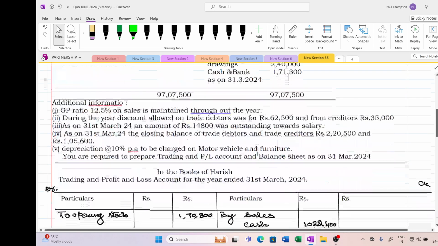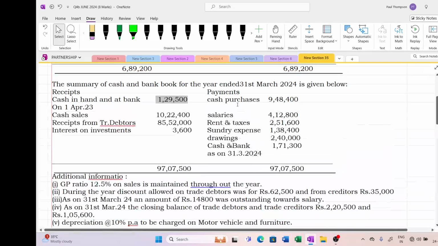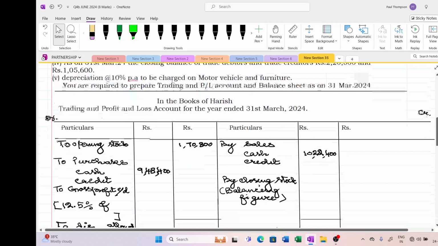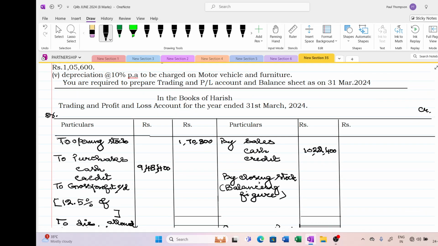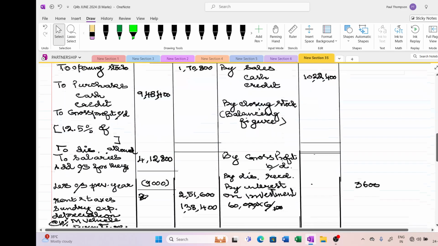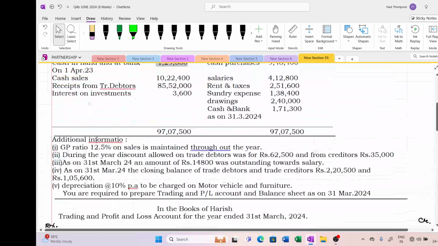Clear? Now moving on to the additional information. See, you have to move like this. First we did this total. Now we have done this. Now we are moving on to the GP ratio. They have given the GP ratio on sales. It means they are not going to give you the closing stock, so closing stock will appear as a balancing item. For that we will do it later because we have to do the credit sales. Okay, so we will see the next adjustment. This adjustment is pending.